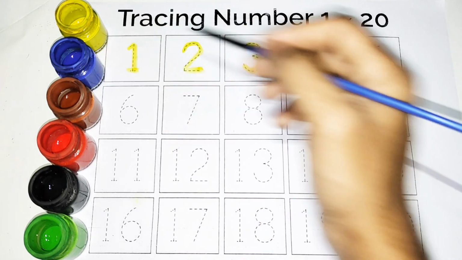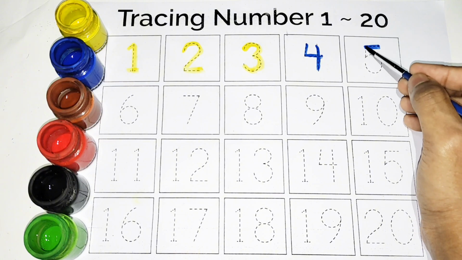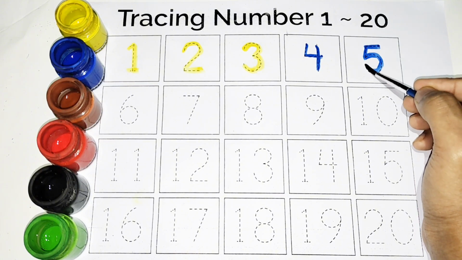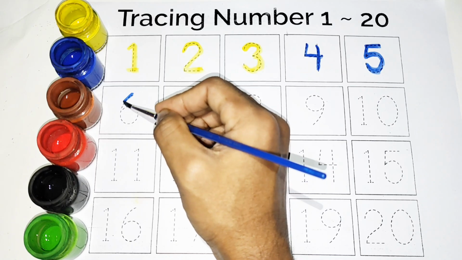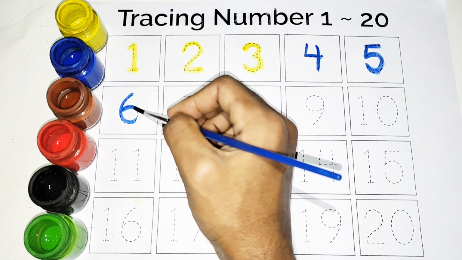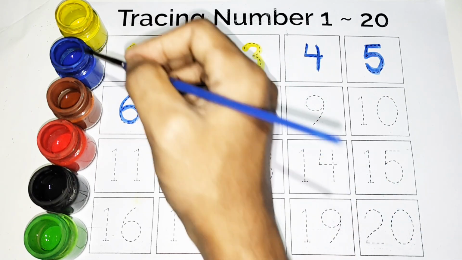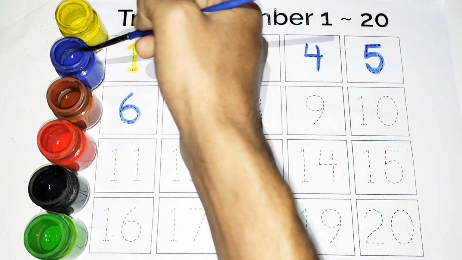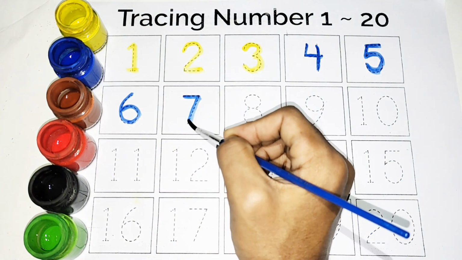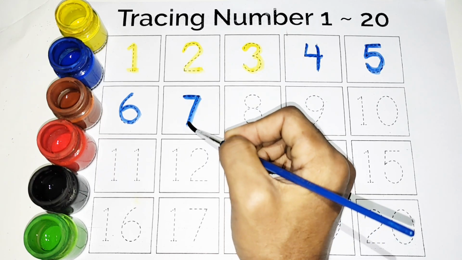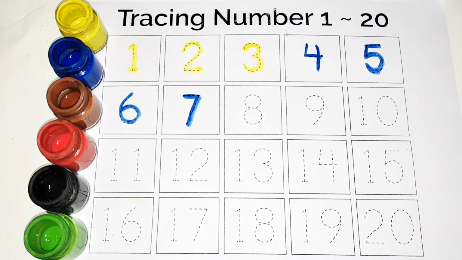F-O-U-R, 4. The next one is 5. F-I-V-E, 5. And now we draw 6. The number 6. S-I-X. The next one is 7. Now we draw the number 7.